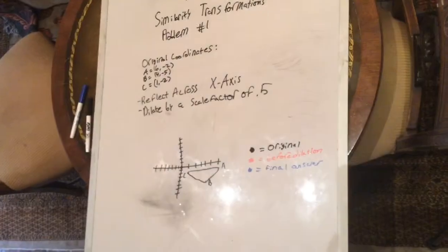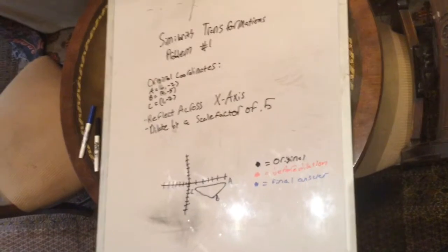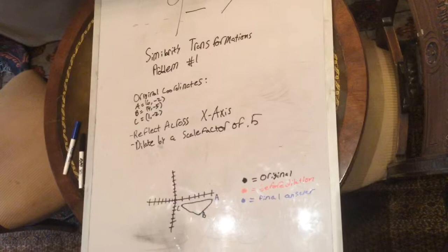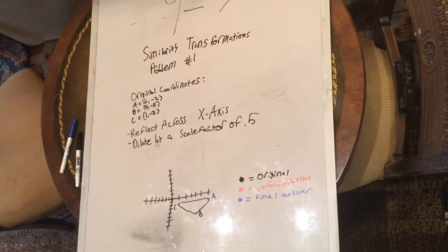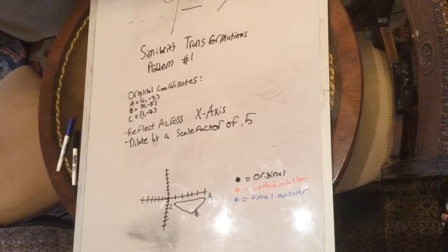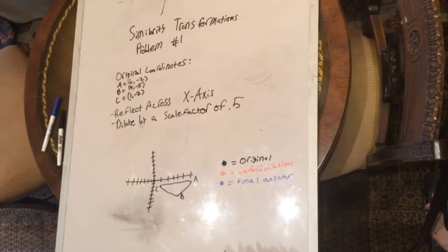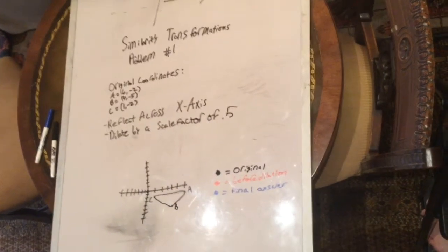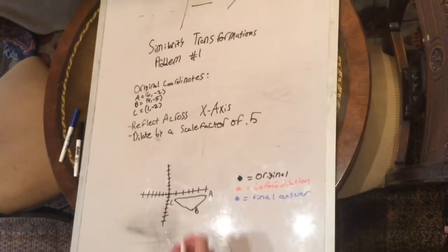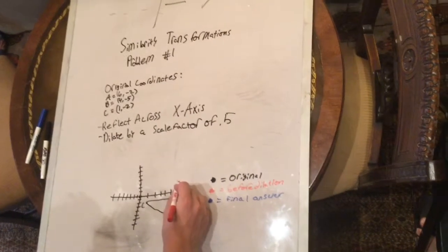Similarity transformations, problem 1. Here in black we have the original figure, and we're going to be reflecting that across the x-axis and then dilating by a scale factor of 0.5. So first thing, you reflect across the x-axis, which is pretty easy. You just change the y value to the opposite. So for point A it is -2, and we're just going to change that to +2. You keep the x value the same.